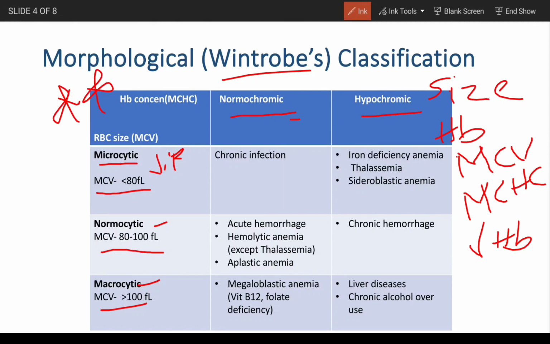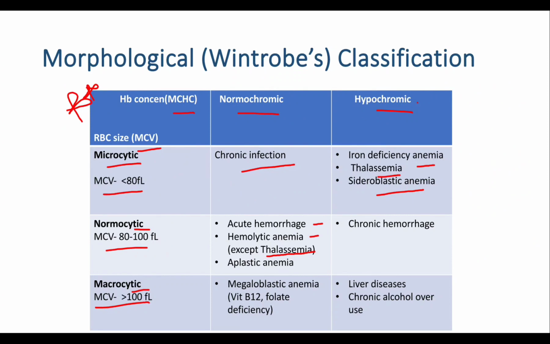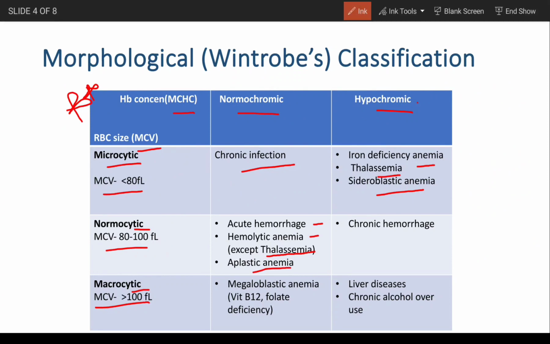If a patient has microcytic and normochromic anemia, chronic infection causes it, that is, decrease in cell size and no change in hemoglobin. Now decrease in hemoglobin also. That means microcytic and hypochromic causes iron deficiency anemia, thalassemia, which is a hemolytic anemia, and sideroblastic anemia. Okay? Next, causes of anemia even though there is no change in size and color are acute hemorrhage, hemolytic anemia, except that, and aplastic anemia. Here, the problem is in the bone marrow.